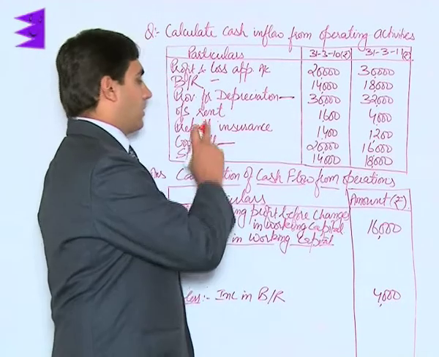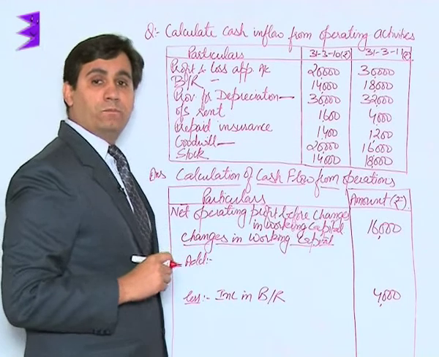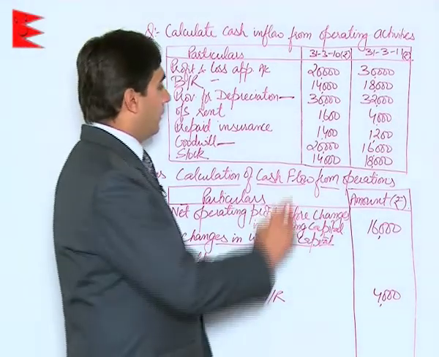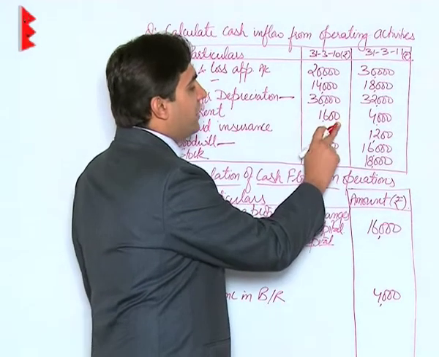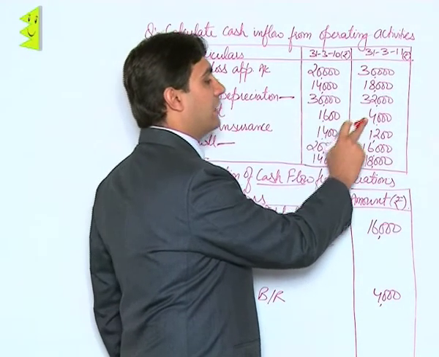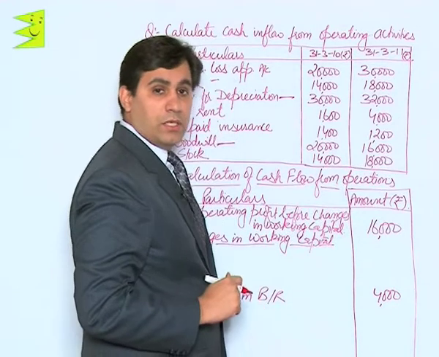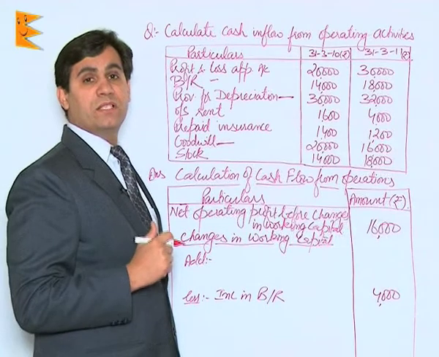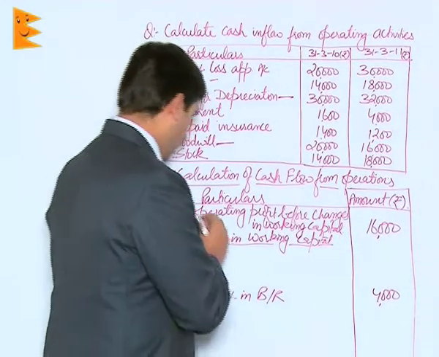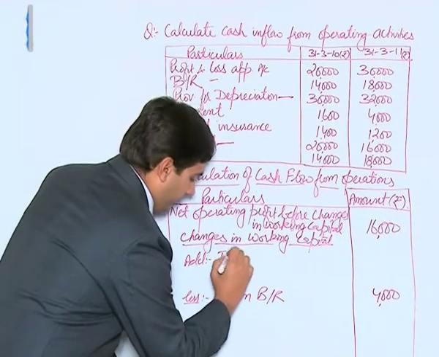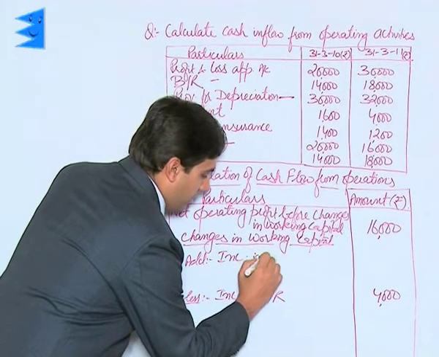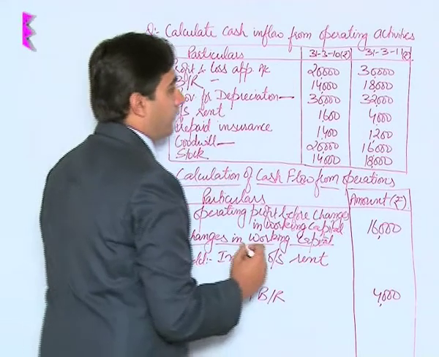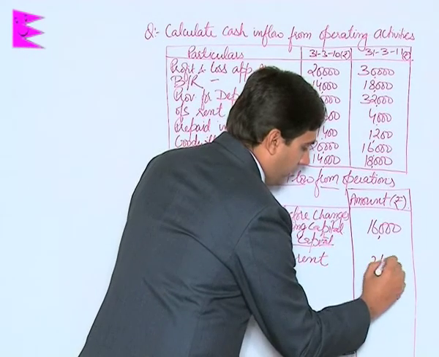Now students, coming to outstanding rent. Remember, outstanding rent is a current liability. The previous year figure is 1600 and the current year value is 4000. That means there is an increase in the current liability for rupees 2400. So this should be added. Increase in outstanding rent 2400.